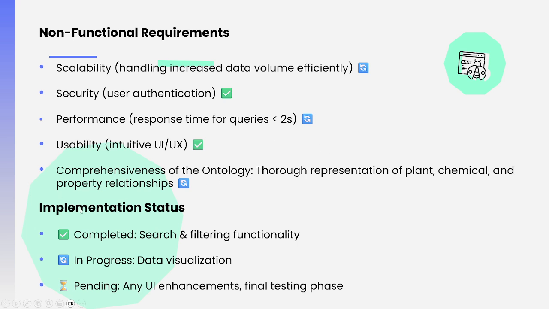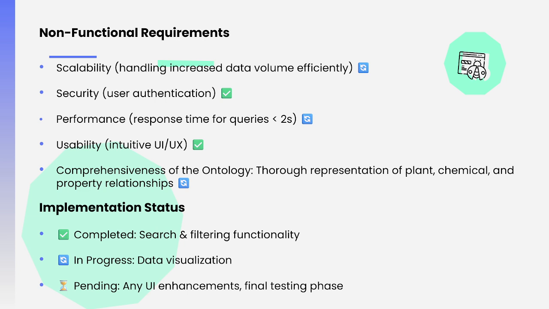And also here you can see the implementation status. Let's talk about that. The implementation status provides an overview of what has been completed, what is in progress, and what is still pending. So completed means the search and filtering functionality as well as user authentication have been completed and tested, and these features are now operational and allow users to efficiently retrieve and filter data.